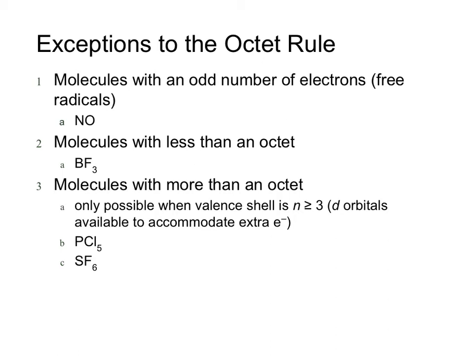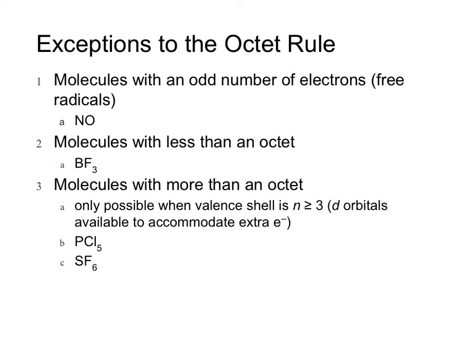Another aspect to Lewis structures that we have to consider is that there will be instances in which we actually do not have an octet around some of the atoms. We might have cases where we have molecules with an odd number of electrons, which we would call free radicals. Free radicals are very reactive. In some instances, molecules may have less than an octet, such as in BF3. And in other instances, molecules will have some atoms with more than an octet.